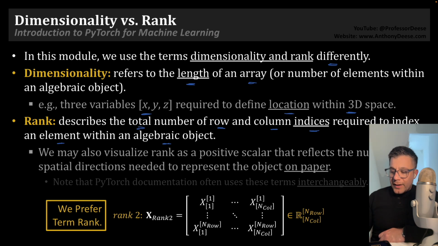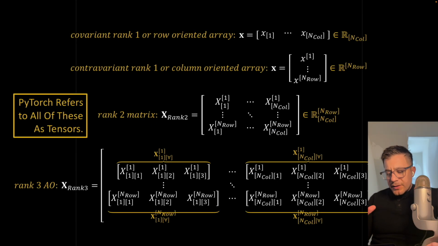We may also visualize rank as a positive scalar that reflects the number of spatial directions needed to represent the object on paper. Note that PyTorch documentation often uses these terms interchangeably, but we're going to try to be very clear here in the way that we use dimensionality and rank and make sure that they have two different and specific meanings. So here are some examples of rank 1, rank 2, rank 3 objects. I don't want to spend too much time on this, but just quickly, I wanted to provide a few examples. So a covariant rank 1 object is synonymous with a row-oriented array.